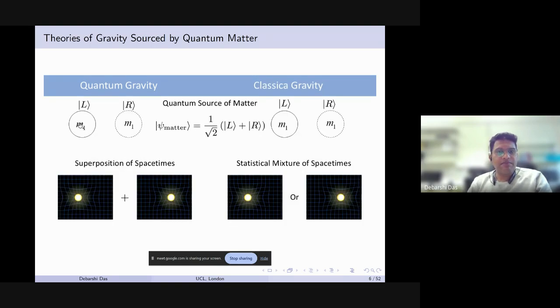For example, suppose you prepare a quantum source of matter in a superposition of states, where L is the state of the mass residing in the left position, and R denotes the state of the mass being in the right configuration. Then in quantum theory of gravity, the space-time will be a superposition of this configuration and this configuration. On the other hand, in the classical theory of gravity, even if you prepare a quantum source of mass, the gravity will be a statistical mixture of this configuration or this configuration.